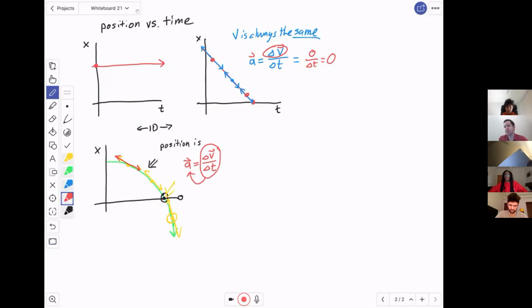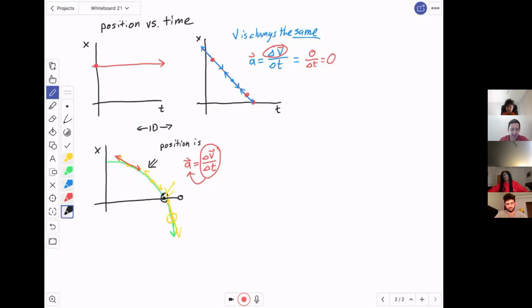Would you say that this object is speeding up or slowing down? Speeding up. Yeah, why, Yusuf? Because you can tell by the slope, it gets, like, I'd say steeper, but I don't know if that's correct. Yeah, it is. It is steeper, right? Steeper in a negative direction, but that's still steeper. Exactly. The magnitude of the slope keeps getting bigger and bigger and bigger. So this is a good example.